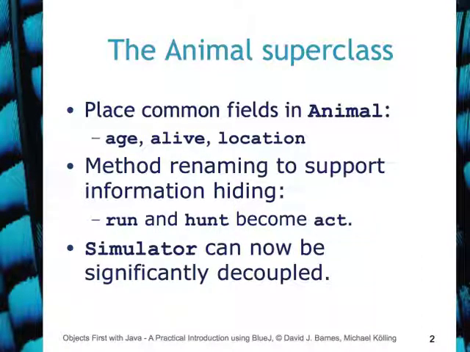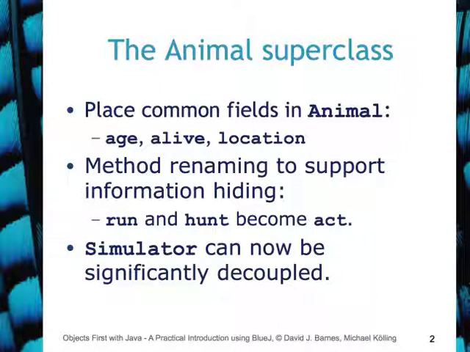We see that in version 1 of the simulation code, foxes and rabbits have many similarities, and the update code is very similar also. In order to reduce this redundancy, we can introduce a superclass called animal. We can place all of the fields in animal that are common to rabbit and fox: age, alive, and location.